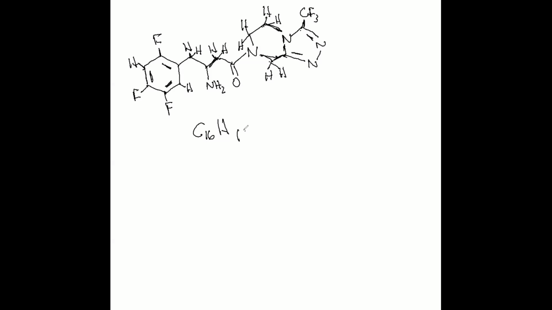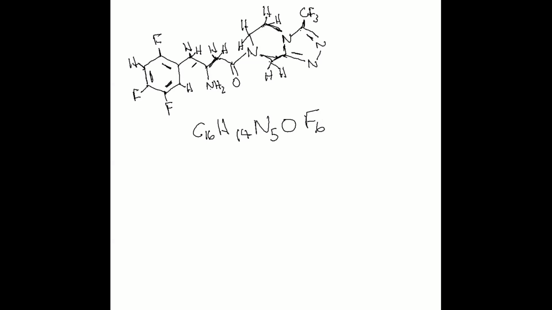So 14 hydrogens. How many nitrogens? 1 nitrogen, 2, 3, 4, 5. So I count 5 nitrogens. How many oxygens? I see 1 oxygen. And how many fluorines? Well, there's 3, 4, 5, 6. So I get F6. So this would be the molecular formula for Stigpelin.